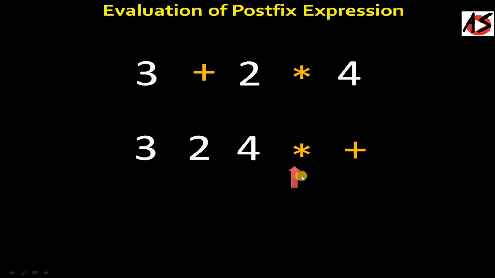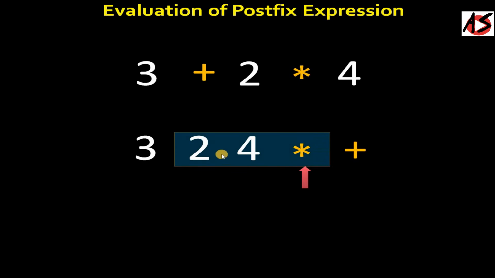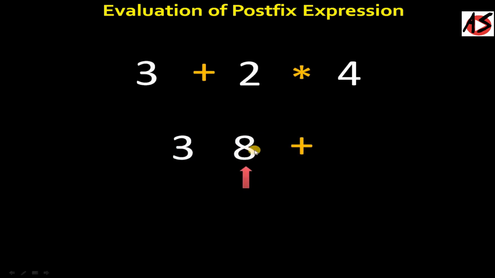Then we get multiplication, which is an operator. Multiplication is a binary operator. So what will the computer do? The computer will take the previous two operands and evaluate this sub-expression. So we get 2 multiplied by 4, which is 8, and it is replaced here.